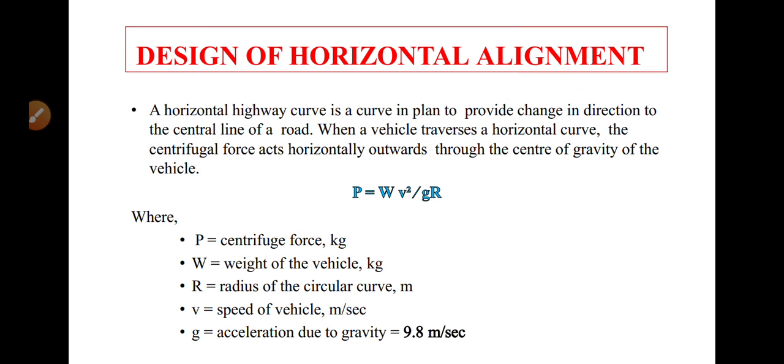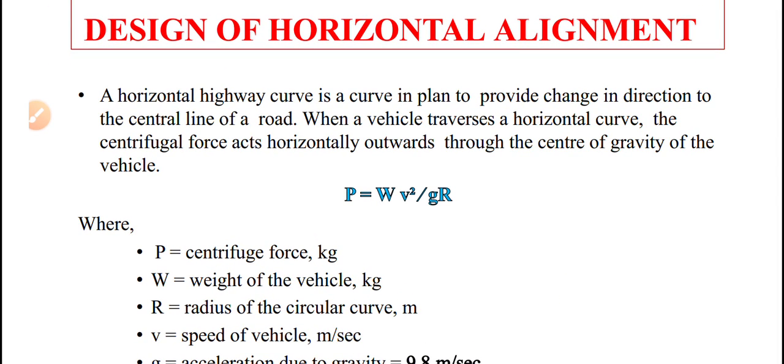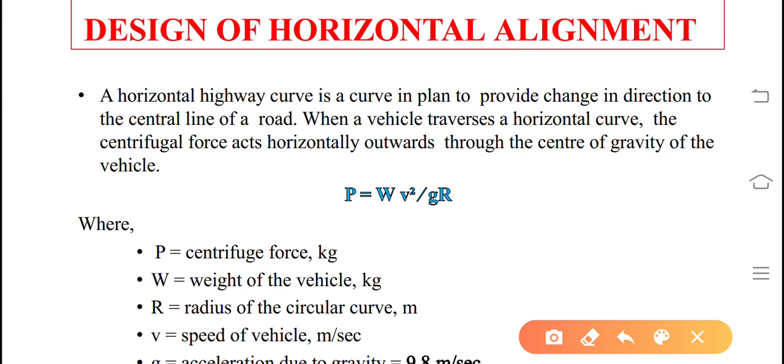Now, design of horizontal alignment. A horizontal highway curve is a curve in plan to provide change in direction to the center line of a road. Depending upon the topography, invariably we have to change the direction from straight to curve. When a vehicle traverses a horizontal curve, the centrifugal force acts horizontally outwards through the center of gravity. For example, if this is the horizontal curve, the centrifugal force will always act horizontally outwards from the curve.